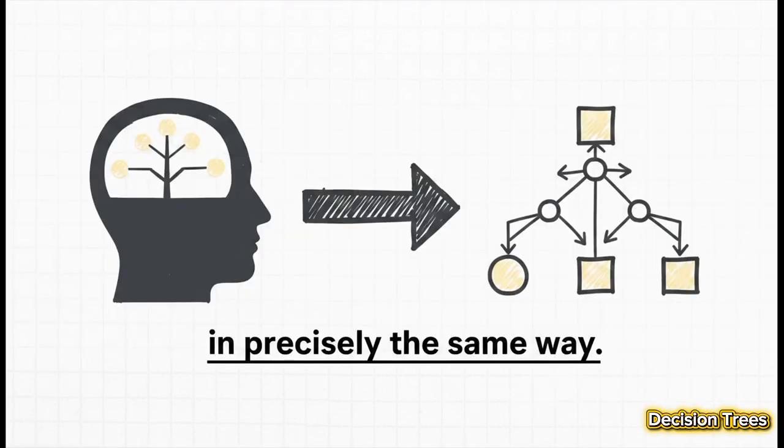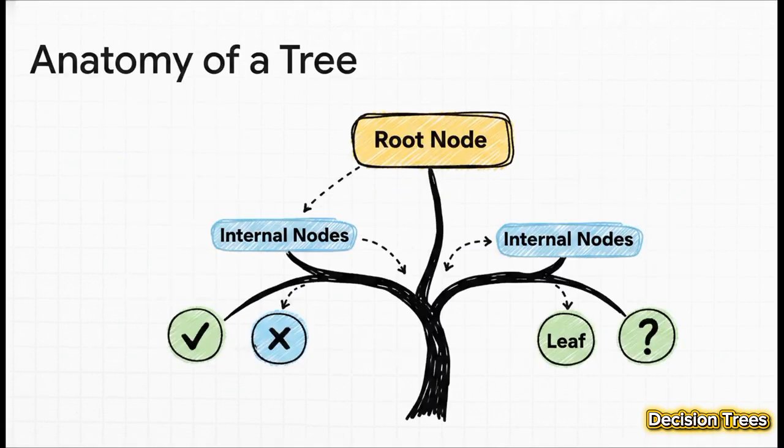Now, here's where it gets really interesting. One of the most powerful and frankly most intuitive AI models out there, the decision tree, works in pretty much the exact same way. It learns from a whole bunch of data to build its very own flowchart of questions to get to an answer. And you can actually map it out. It has this really clear anatomy, just like a tree.